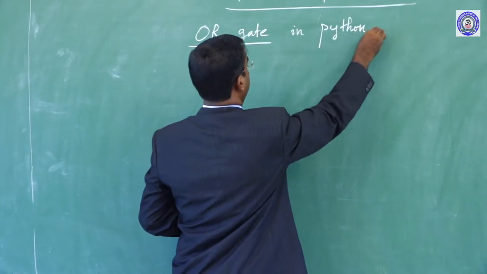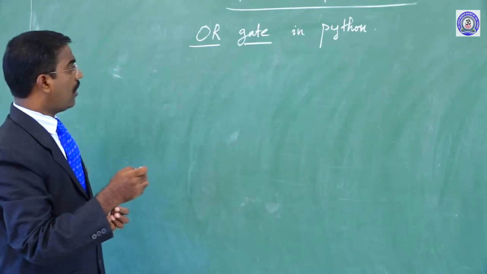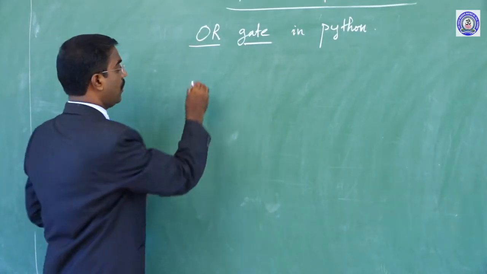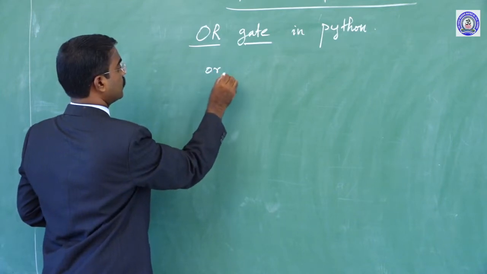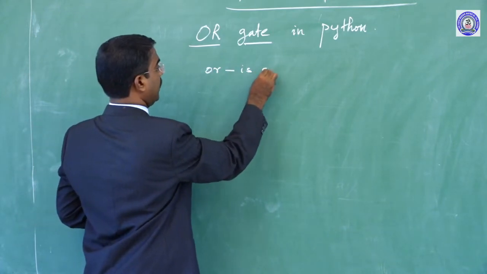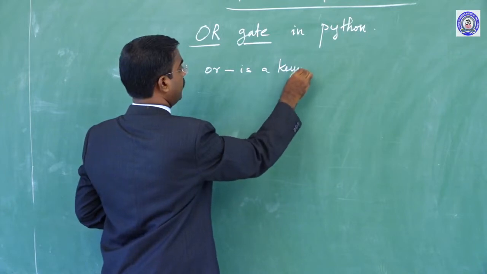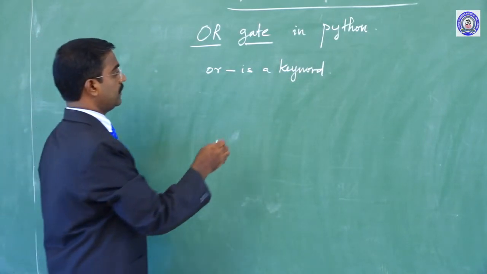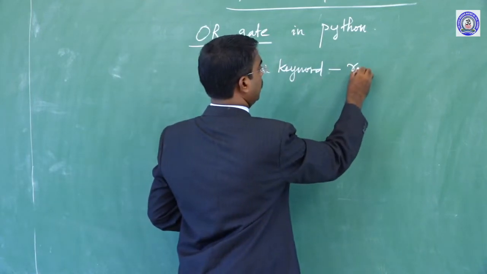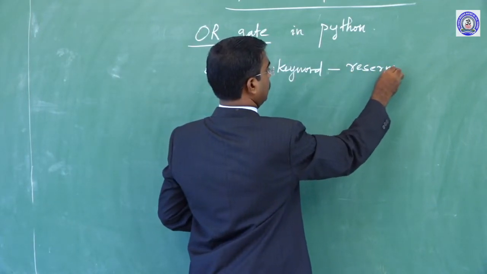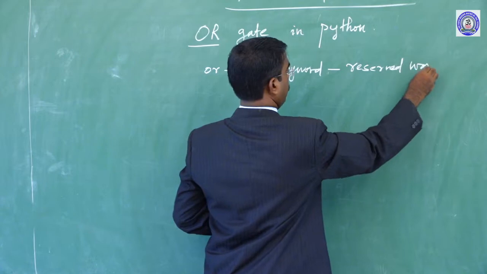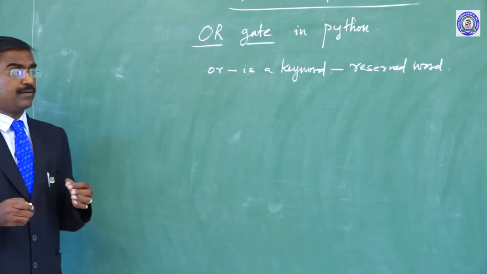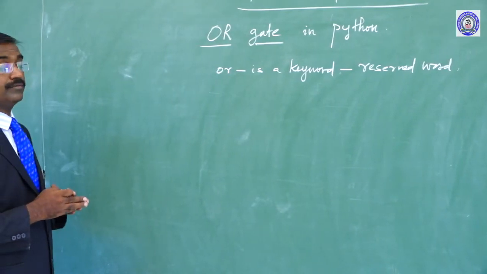In this OR gate in Python, OR is one of the keywords. That's why we should write it with a small r. It is a keyword, a reserved word. In this OR operation, how can we do it, sir?